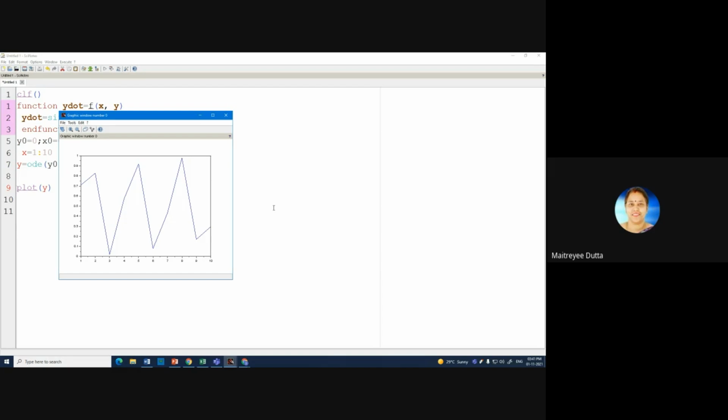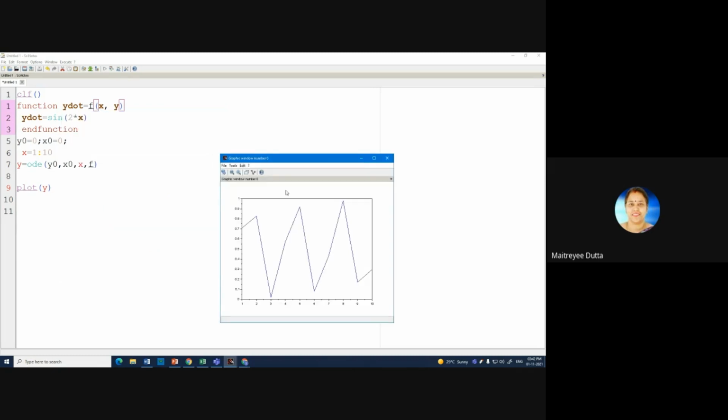So for x equal to 1, what is the value of y? X equal to 2, what is the value of y? X equal to 3, what is the value of y? Like this, x equal to 10, what is the value of y? And then it will plot. So this way you just get some values. But if you take a larger number of values, then you can get the smooth curve. So that is the advantage.